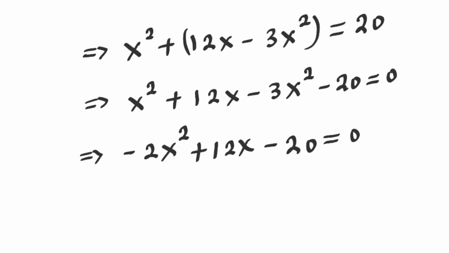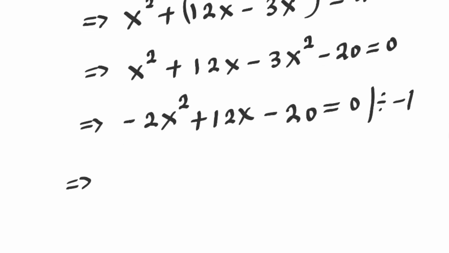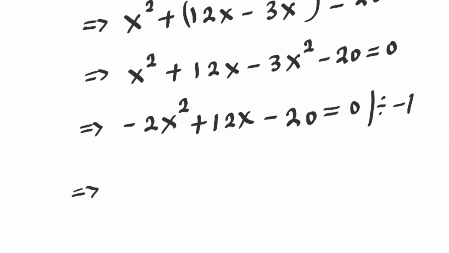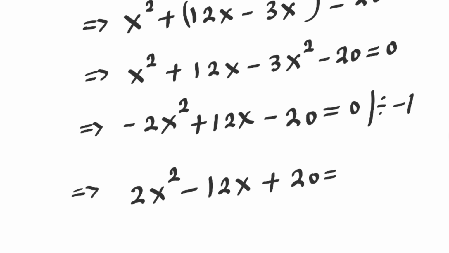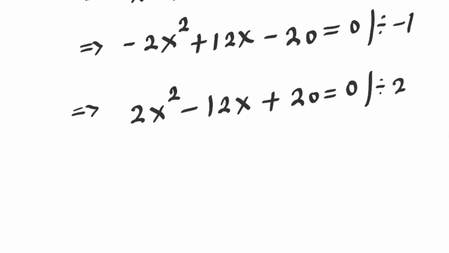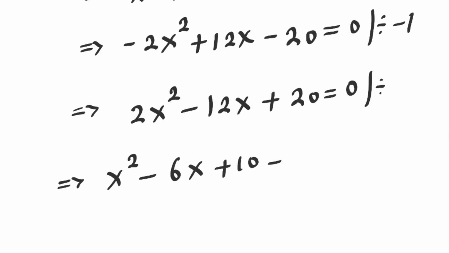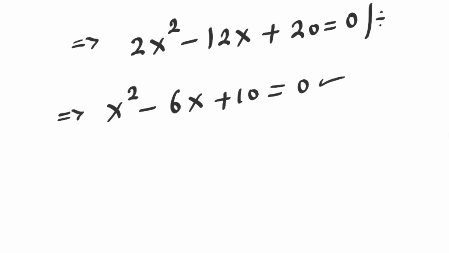Now let us divide the whole of this equation by minus 1. The whole of this can be written as 2x squared minus 12x plus 20 is equal to 0. Let us divide the whole of this equation by 2. This can be written as x squared minus 6x plus 10 is equal to 0. This is a quadratic equation. Let us solve this using the quadratic formula.